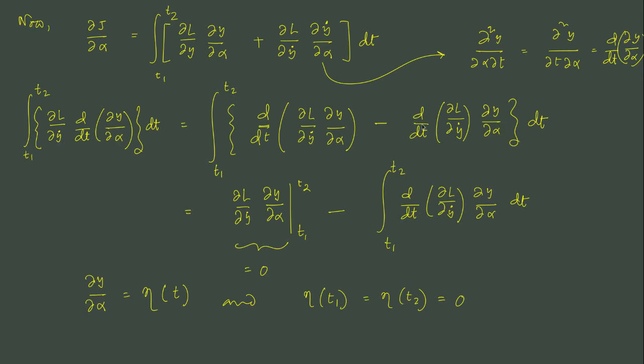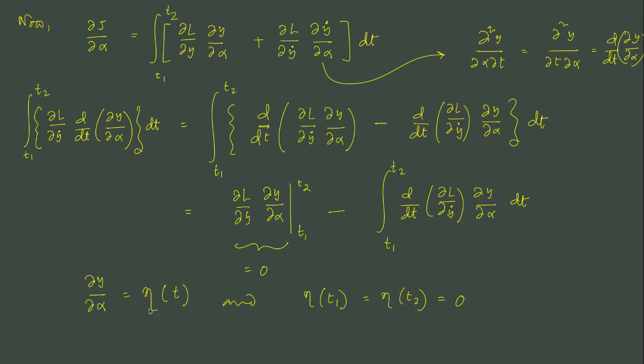We write the total time derivative of both the quantity del L del y dot and del y del alpha, minus ddt of del L del y dot and del y del alpha. Once we got it in this form, the first term is easy to evaluate. It is basically the total time derivative integrated with respect to time. So, we just have to evaluate it at the end point, and it vanishes.